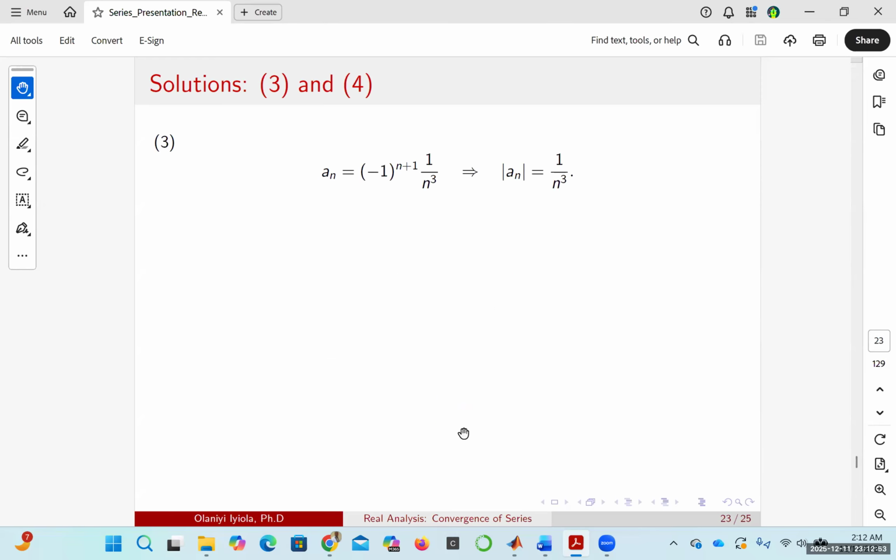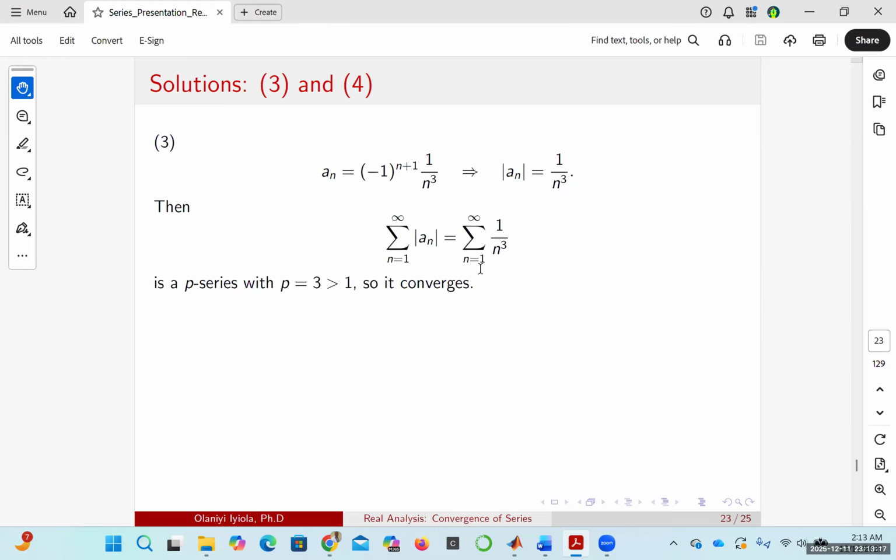All right, here is another example. I want you to take a second to look into it and see if we can get the answer for this. So a_n is given by this. We take the absolute value of a_n, and so this alternating part will disappear because of the absolute value. So all you get left is 1 over n cubed.